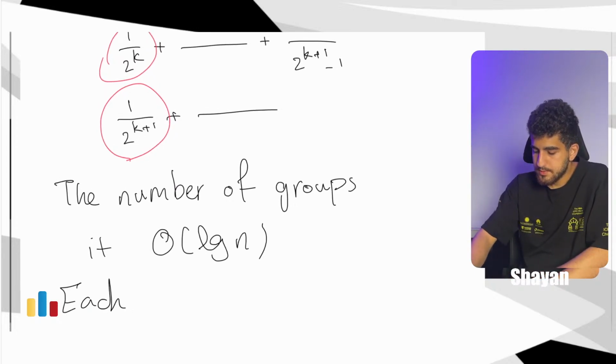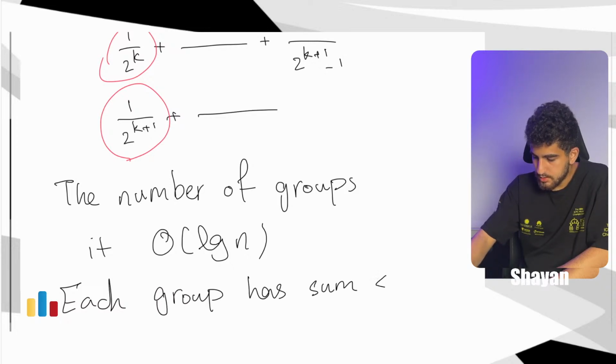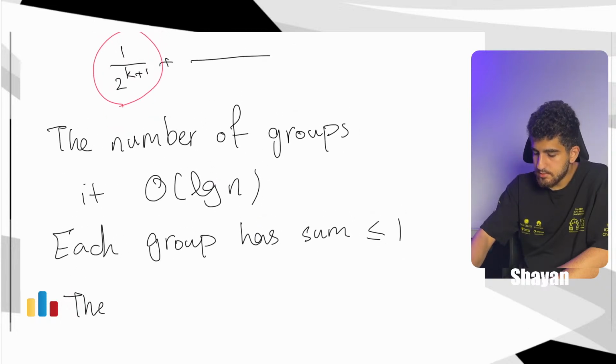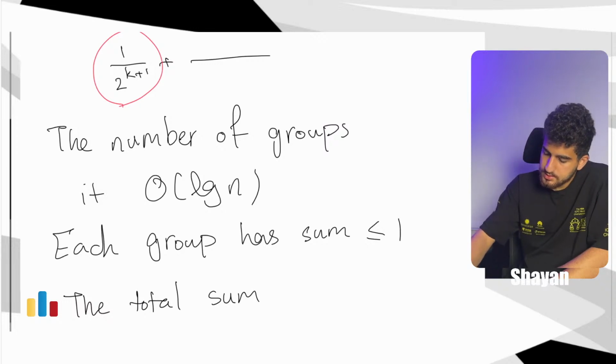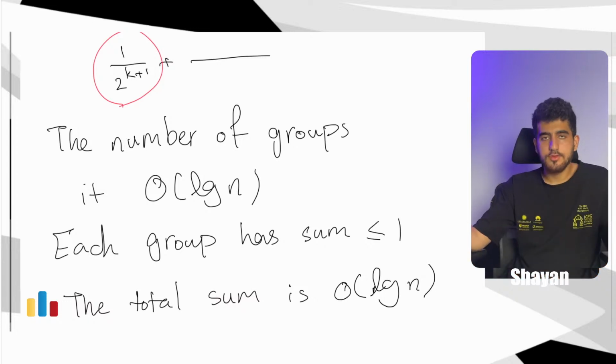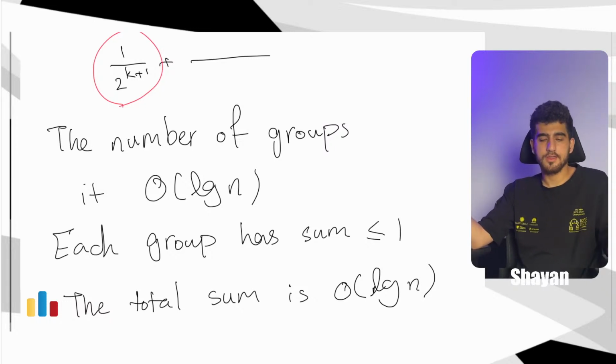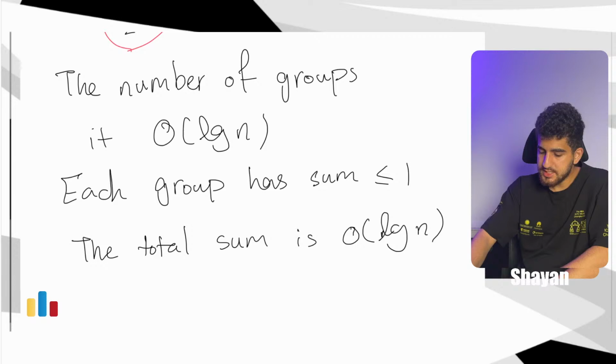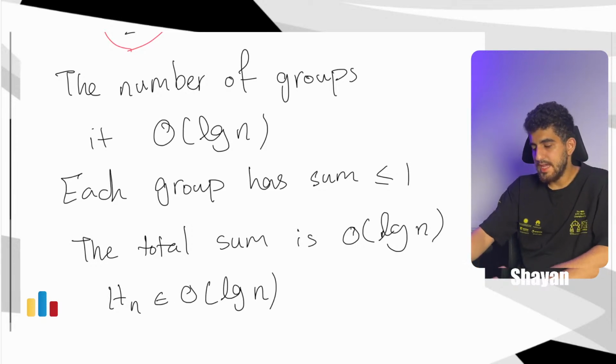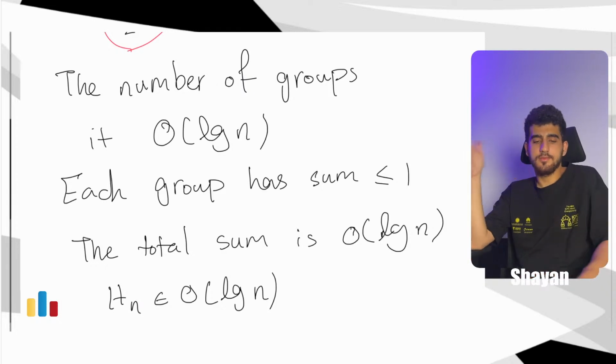Each group has sum at most 1. So the total sum is O of log n. You have log n groups. The sum of each one is at most 1. So in total, the sum is O of log n. So I just showed that h of n is O of log n. H of n is less than or equal to some constant number times log n.